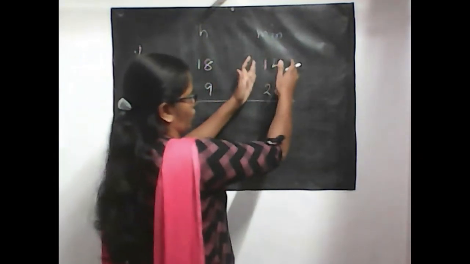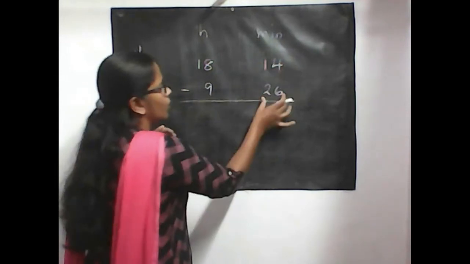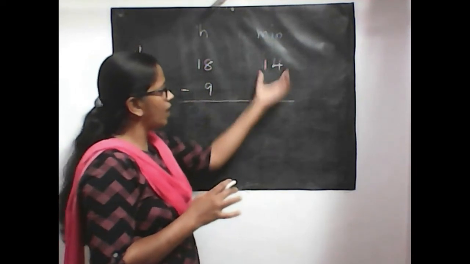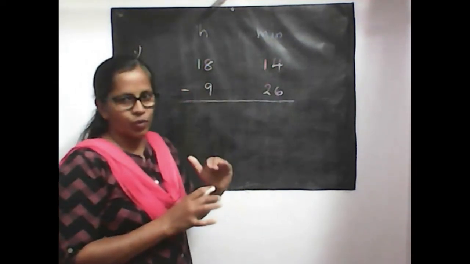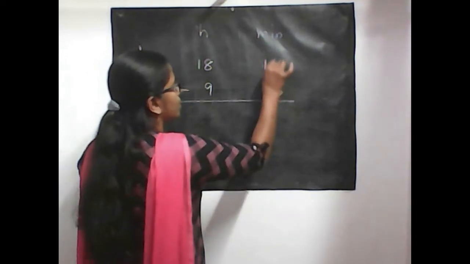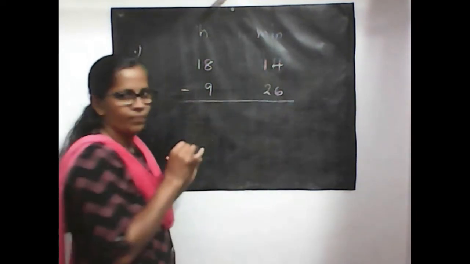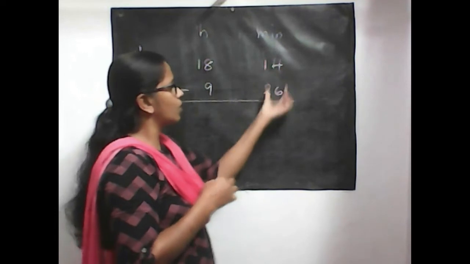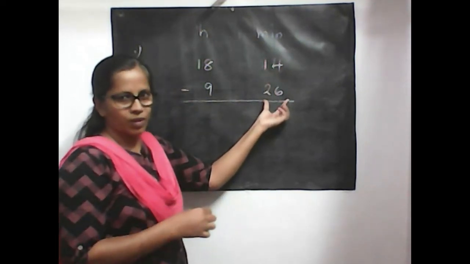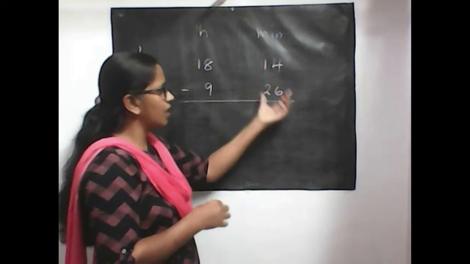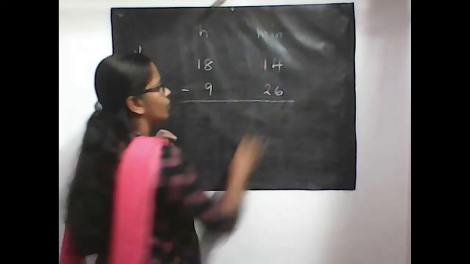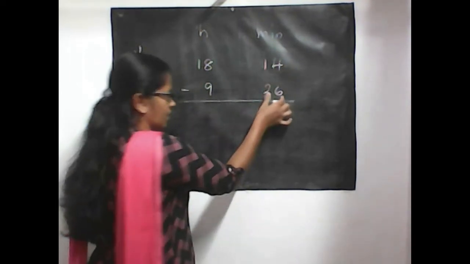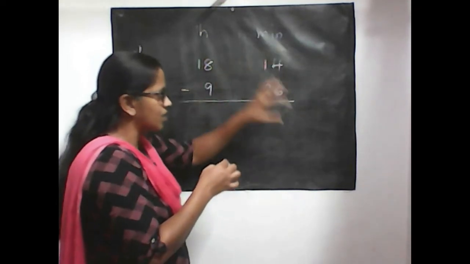Then what you have to do? Look at the minutes first. See, from 14 minutes you are going to take 26. Is it possible? No. This is smaller than this one. So the first step is that before subtracting, make this minute larger than this minute. You should consider that from 14 minutes you are going to take 26 minutes. It's not possible. So we have only 14 minutes, and this 14 minutes should be larger than this.